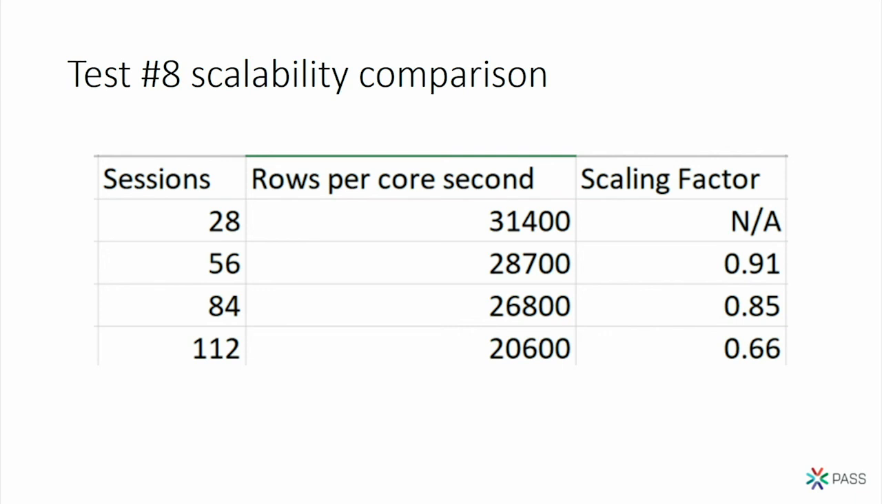And the middle column is the number of rows loaded per core per second. So the rate is much higher with 28 sessions. And my scaling factor is about 2/3. So if I had linear scalability, my workload would be much faster, and I'd be able to achieve my goal. So this is possible if I can scale better. Now I just have to do that, right?